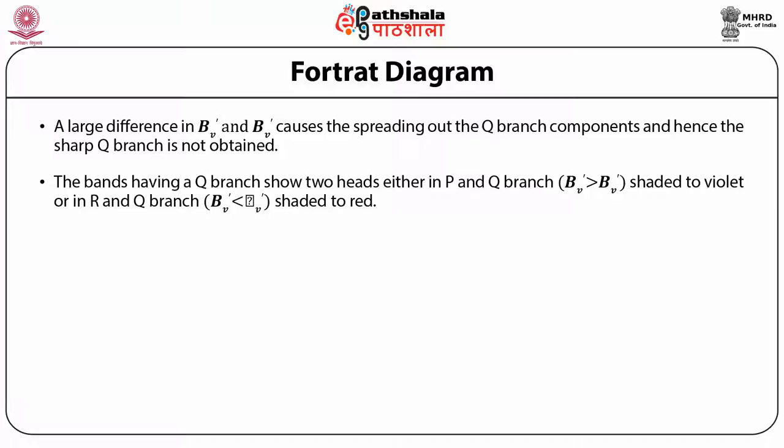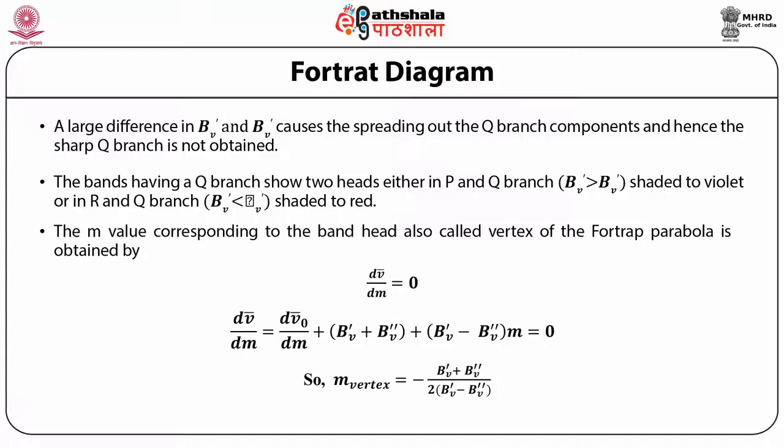The M value corresponding to the band head, also called the vertex of the faulted parabola, is obtained by d nu by dm equal to 0. d nu by dm is equal to B nu prime plus B nu double prime plus B nu prime minus B nu double prime, m is equal to 0. So the vertex value of m is equal to minus B nu prime plus B nu double prime divided by twice B nu prime minus B nu double prime.